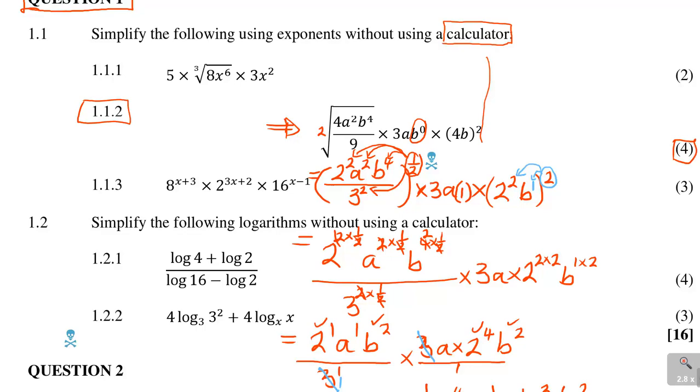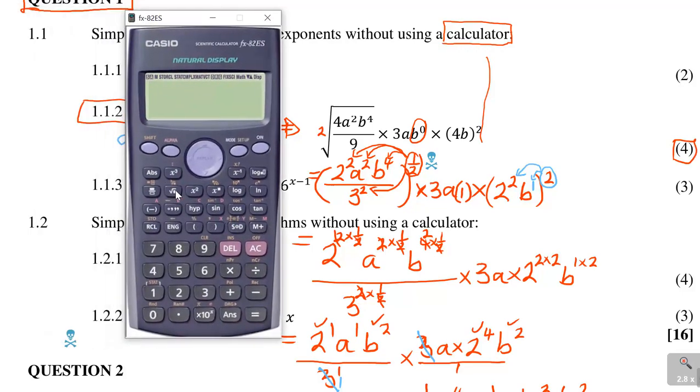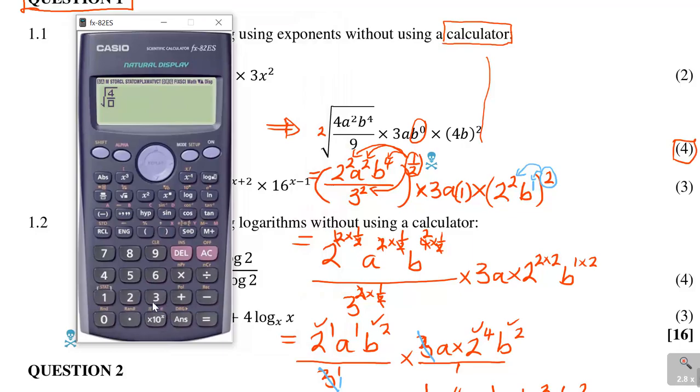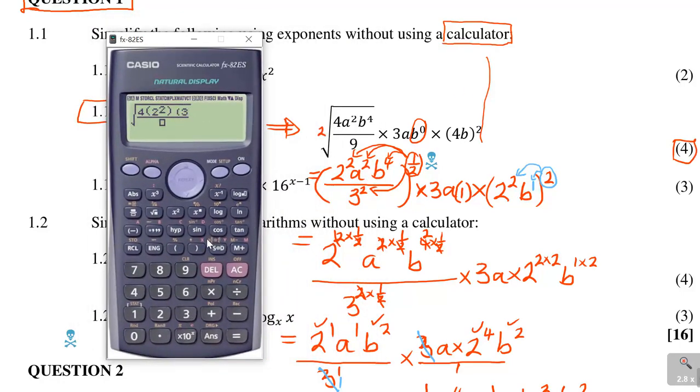So what I do, I choose any value of a. For example, I say let a be equal to 2 and let b be equal to 3. I use that value of a and b in the original and see what I'm getting. So the first one is square root of that fraction. It's 4, remember my a, I said let my a be equal to 2. So it's 4 bracket 2 squared, close that, and then bracket b, I said let my b be equal to 3. So it will be 3 to the power of 4, and then close that bracket.